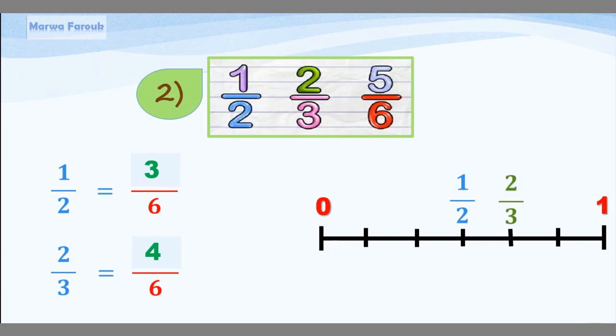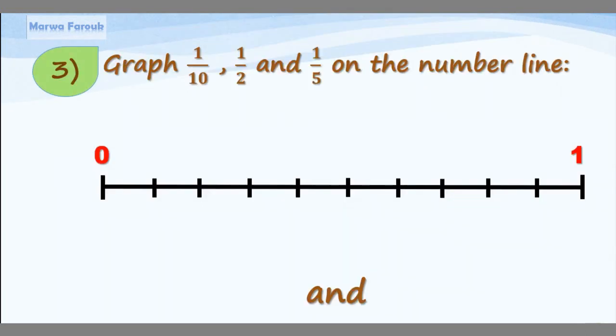Excellent. Now the last fraction here is 5 over 6, and already I have 6 equal parts, so I will just count 5. 0, 1, 2, 3, 4, 5, and I will put my fraction like this. Is it easy? Okay, let's try another one. Here the example tells me graph. Graph meaning represent 1 over 10, 1 over 2, 1 over 5, or 1/10, 1/2, and 1/5 on the number line.